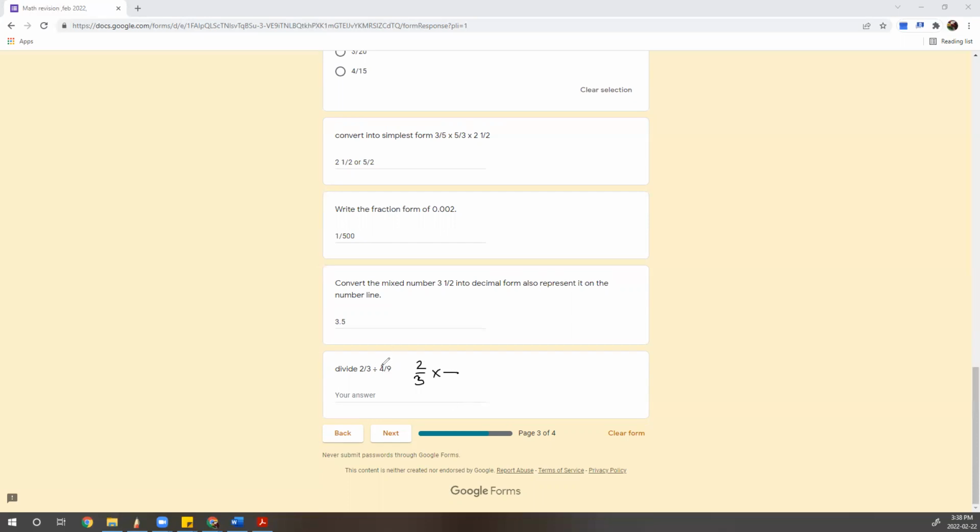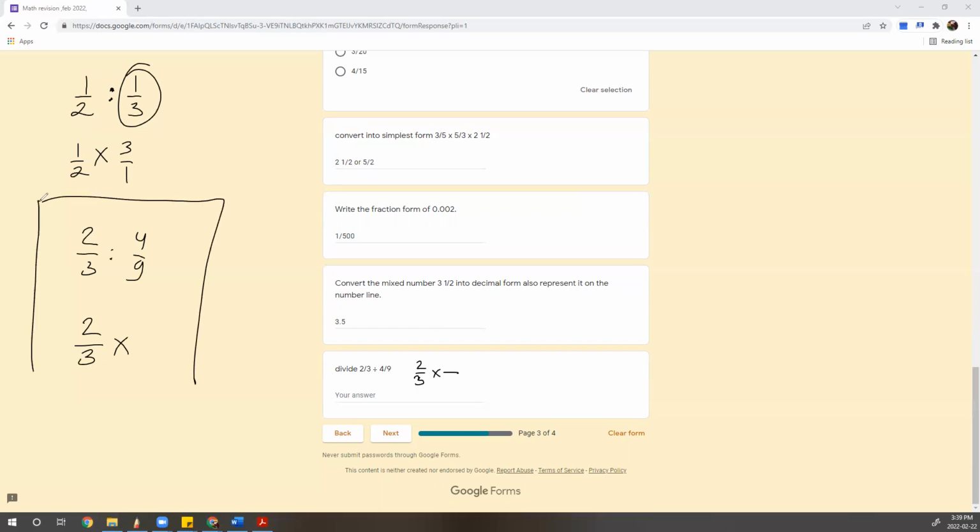So here, I will repeat one more time. If I have 1/2 divided by 1/3, you have to change the division into multiplication form, and you just switch this, becomes 3/1, right? So how about this then? So 2/3 divided by 4/9. So you can just write 2/3 multiplied by what number?